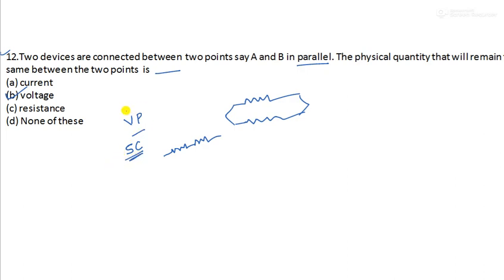So you can remember like this, VPSC. Supreme Court, very important person, like this you can remember. Very important part. V for voltage, V for parallel, S for series, C for current. Like this you can remember if you want to. Next, moving to question number 13.